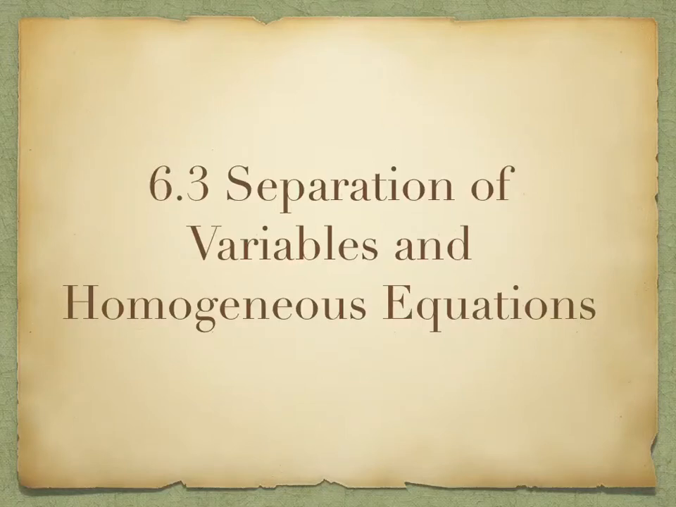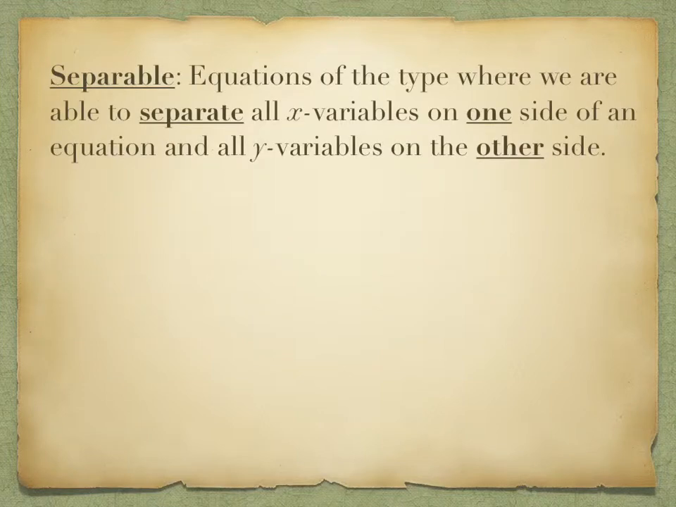Today we're going to look at section 6.3, which is separation of variables in homogeneous equations. The first thing I want to define is what it means for a function to be separable. Separable equations are equations of the type where we are able to separate all x variables on one side of the equation and all y variables on the other side. So we have this sense of being able to somehow isolate each of them individually. Not necessarily solve for one, but isolate all of one type to each side.